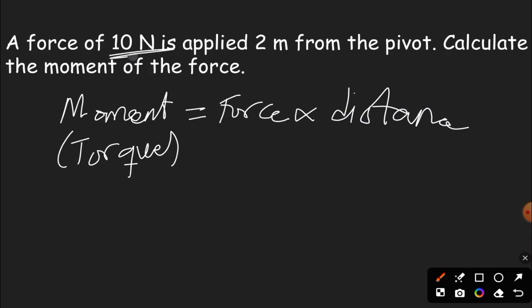A force of 10 Newtons is applied 2 meters from the pivot. Calculate the moment of the force. Now, before we look at the calculation, let's try to figure out the unit for torque. The unit for force is Newton multiplied by the unit for distance. The standard unit is meters. So Newton meter. So after doing your calculation, you have Newton meter after your figure.